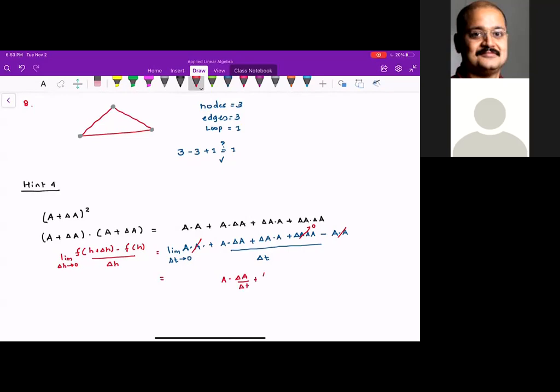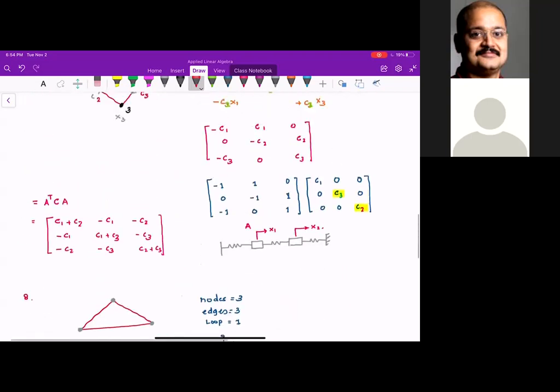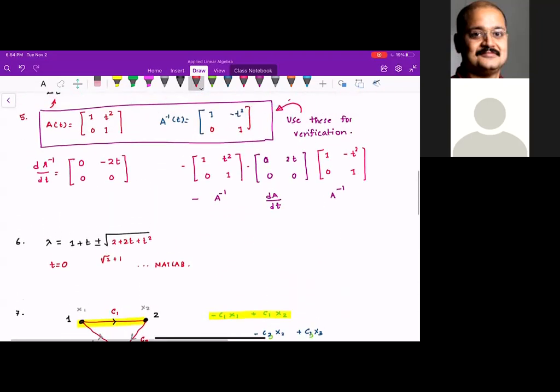And now you have A delta A divided by delta t plus delta A divided by delta t times A, and then the limit as delta t goes to 0. So you have A times A dot plus A dot times A. So that's what I tried to do.